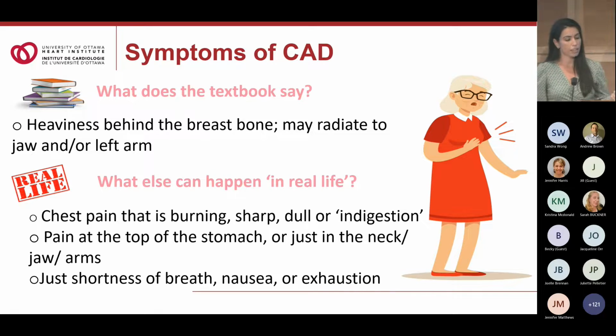So the books will tell us that a true heart attack and true angina is a retrosternal chest pain that may radiate to the jaw or to the left arm. Anybody will recognize these symptoms. However, in real life, pain can be different. It can be described as not a pressure, but maybe a burning, sharp, or dull pain. I hear the words indigestion and heartburn a lot.